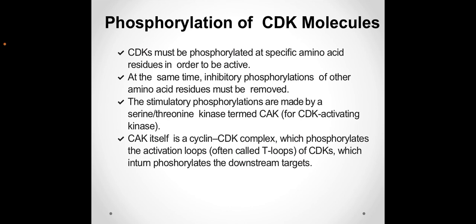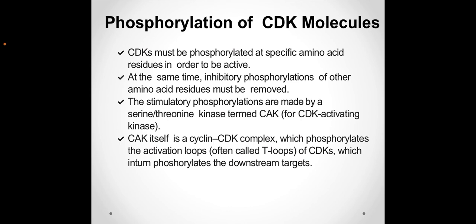These inhibitory phosphorylations are removed. It is necessary to remove these phosphates from the specific CDKs because the regulation of the CDK is interdependent between the hypo and hyperphosphorylation. The stimulatory phosphorylations are made by a serine and threonine kinase termed CAK, which stands for CDK activating kinase.